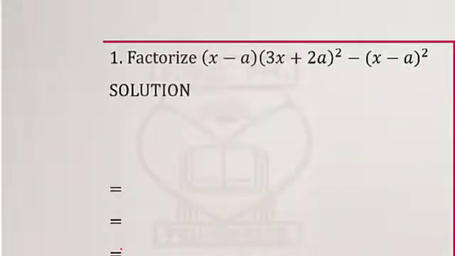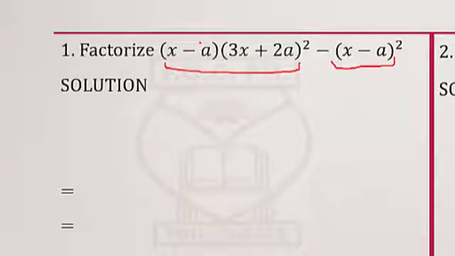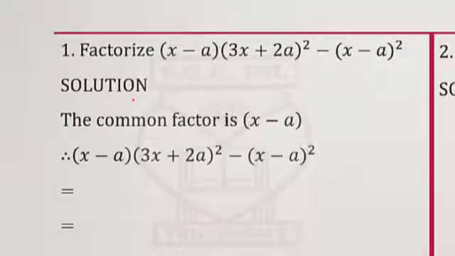Example 1 says, factorize s minus a into bracket 3s plus 2a minus s minus a raised to power 2. If you look at this expression, it is divided into two parts. The first part contains s minus a, 3s plus 2a, and the second part contains s minus a raised to the power of 2. So look for the common factor of the two parts, and the common factor is s minus a. So therefore the s minus a, which is the common factor, will stay outside the bracket.